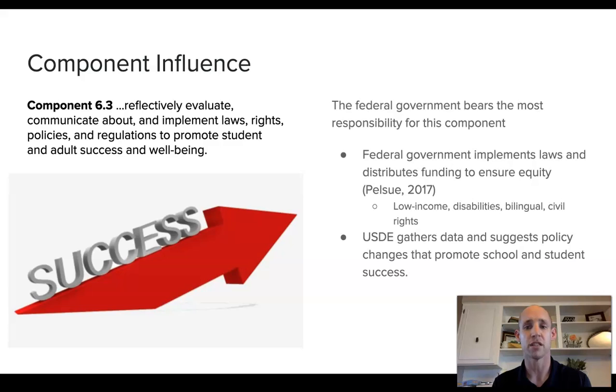They implement the laws and distribute funding to ensure that equity, to ensure that the laws, rights, and policies are upheld, whether that's low income, disabilities, bilingual, civil rights. The USDE also gathers data and suggests policy changes that promote school and student success. Now, it's certainly up to local schools and up to states to implement those effectively, but with the funding that is tied to that, I would say that the federal government is the one that bears the most responsibility for this issue.